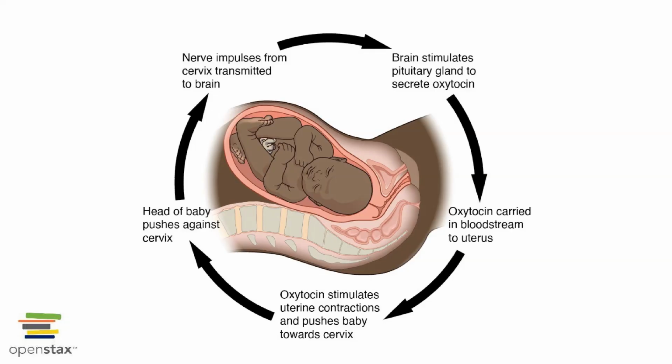Oxytocin stimulates a positive feedback loop during childbirth. Stretching of the cervix activates sensory receptors, and this information is relayed to the hypothalamus. The hypothalamus then stimulates the release of oxytocin from the posterior pituitary gland. Oxytocin binds to receptors on smooth muscle cells in the myometrium, stimulating uterine contractions. These contractions push the baby toward the cervix, increasing cervical stretch. This further stimulates oxytocin release in a positive feedback loop until the baby is born.